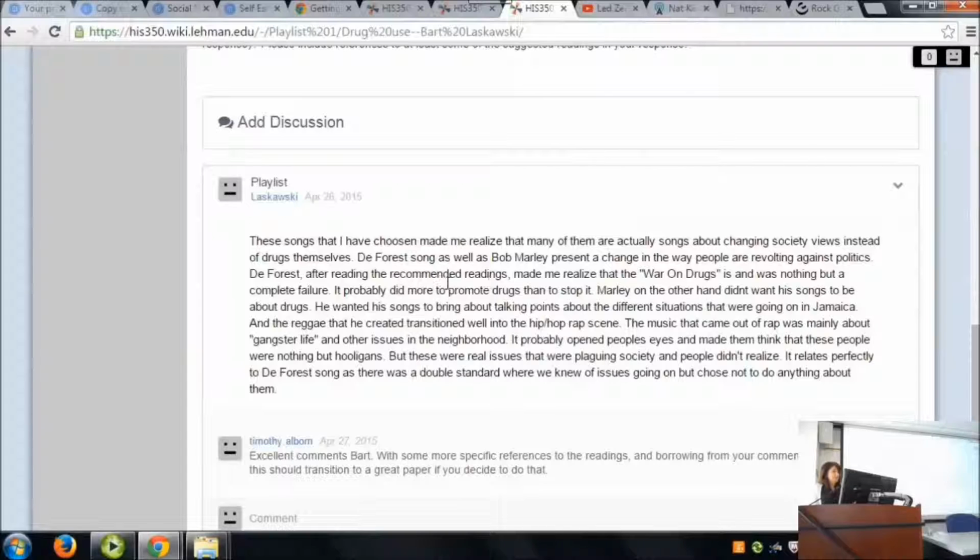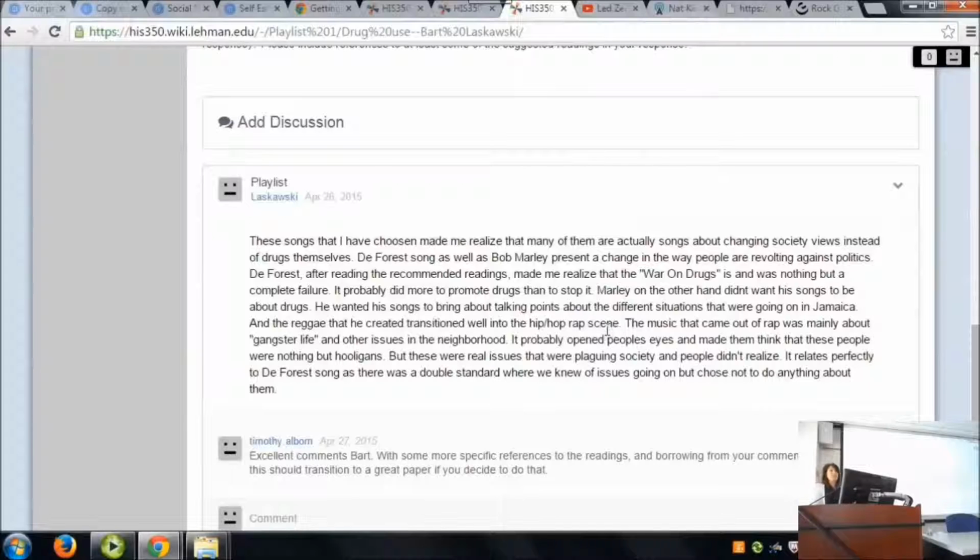It says, after reading the recommended readings, it made me realize the war on drugs is and was nothing but a complete failure, which Tim actually argued with him about at some point, saying that when you use something that's so definitive like that, it probably did more to promote drugs than to stop it. Marley, on the other hand, didn't want his songs to be about drugs. He wanted his songs to bring about talking points, different situations that were going on in Jamaica. And the reggae that he created transitioned well into the hip-hop rap scene.